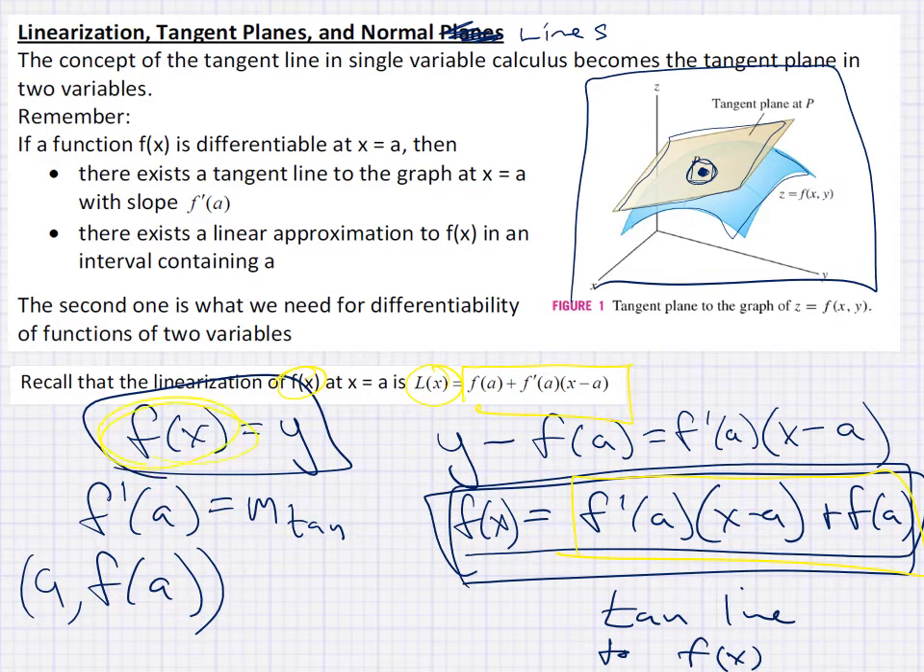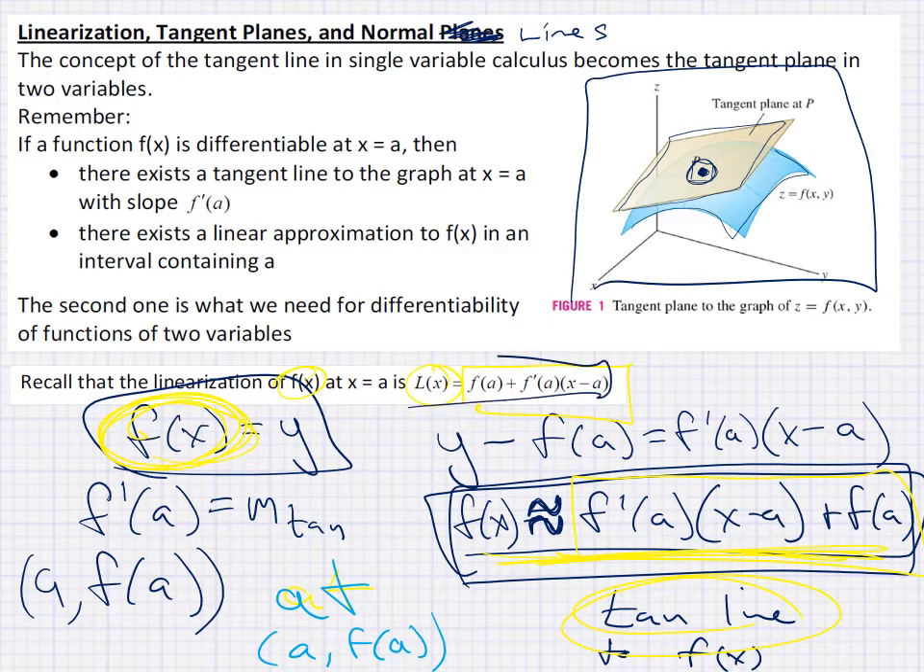The function f of x and this function, which is the equation of the tangent line itself, are equal to each other at the point (a, f of a). And when I move away from that point just slightly, this function can be estimated by the tangent line. But anyway, that is what you call the linearization for a function in Calc 1.